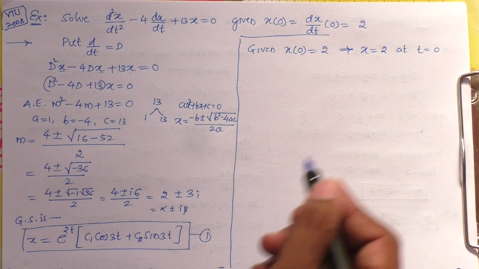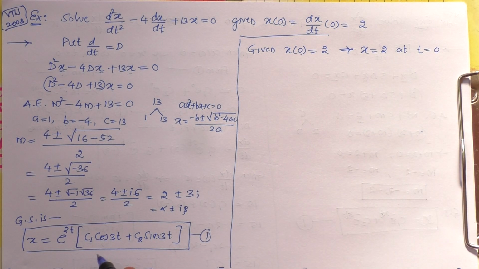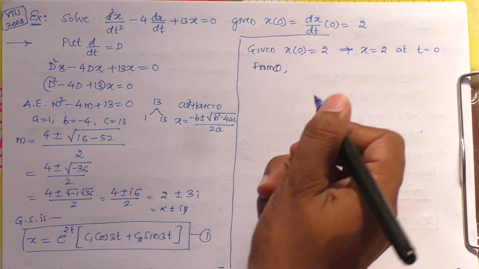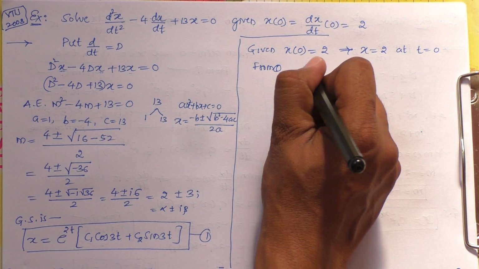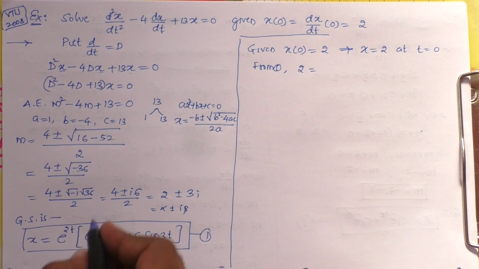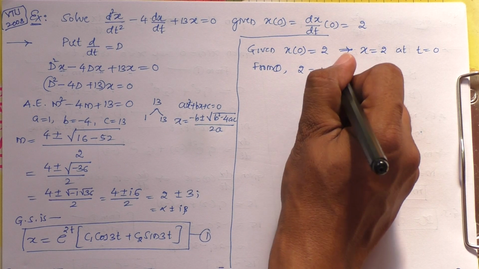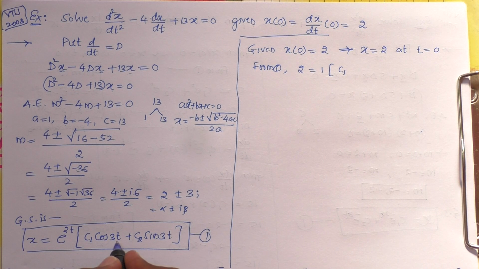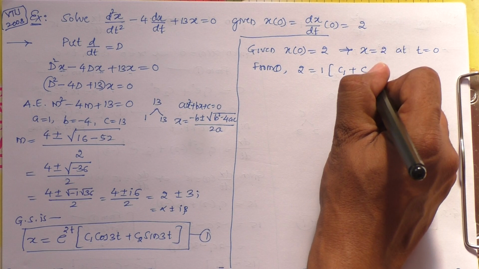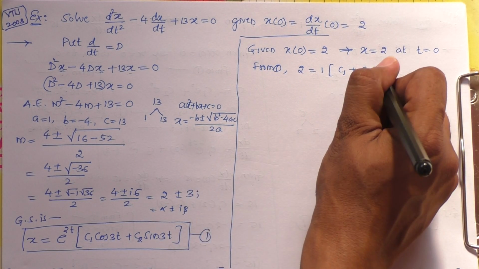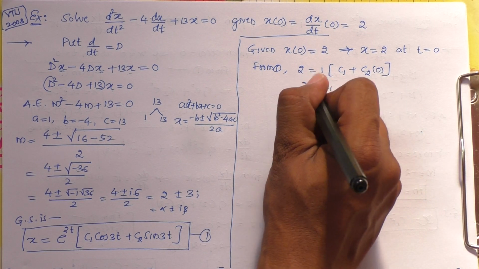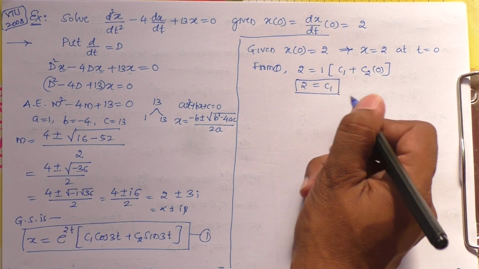So apply this condition in equation number 1. So from 1, x equal to 2 when t equals 0: e raised to 0, which is 1, into bracket c1 cos 3t, cos 0 is 1, so c1, plus c2 sin 0, which is 0, into 0. So it is c1 equal to 2. We got c1 equal to 2.